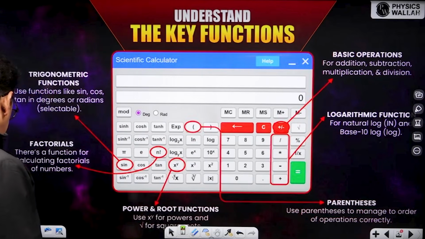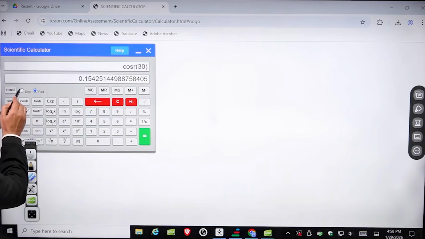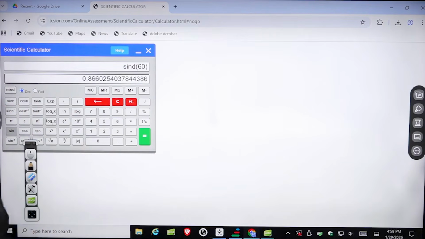Let's see in the GATE calculator. See, sine, cos, tan. These are my angle functions. Suppose let me find out the sine 60 degree. So first press the degree here, then 60 sine. Sine 60 is nothing but 0.866.